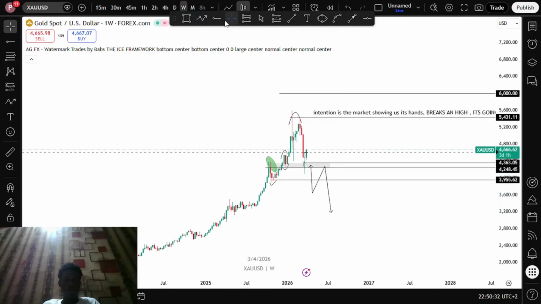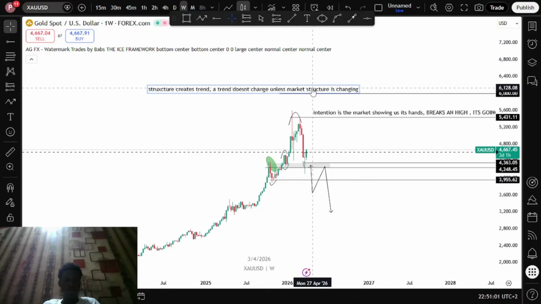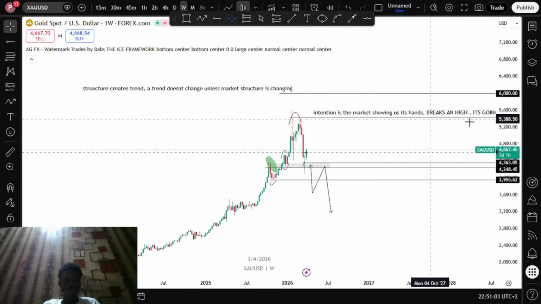And one thing I want you guys to know is this: structure creates trend, and a trend does not change unless market structure is changing. What do I mean? The whole idea of a trend is bullish, a trend is bearish. A trend does not change.